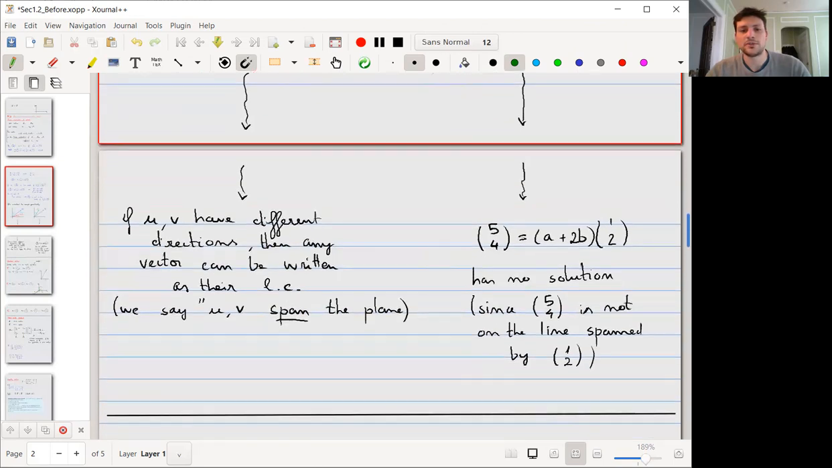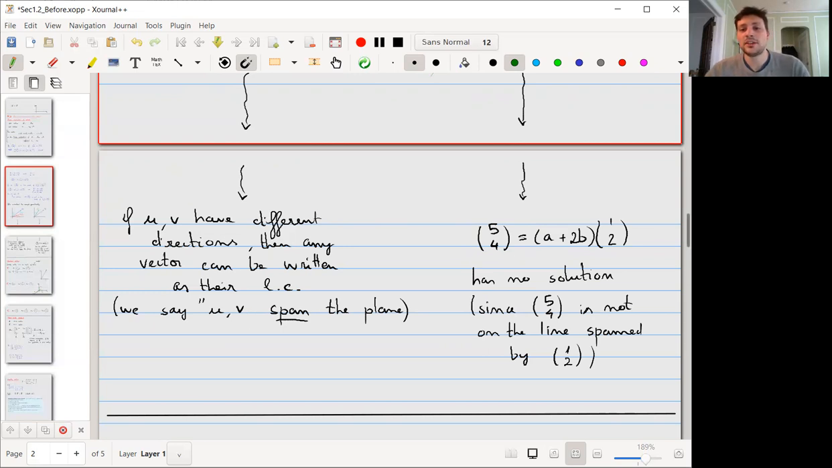That's the summary that is written here. If we have two vectors with two different directions in R2, then we can write any vector as a linear combination of them. We can always take a multiple of them and rescale it accordingly so that then when we sum them, we get any vector we want.